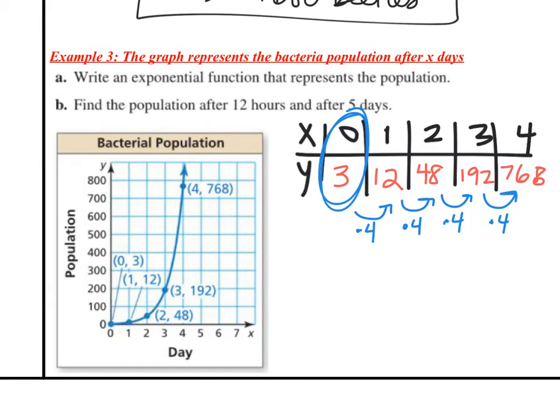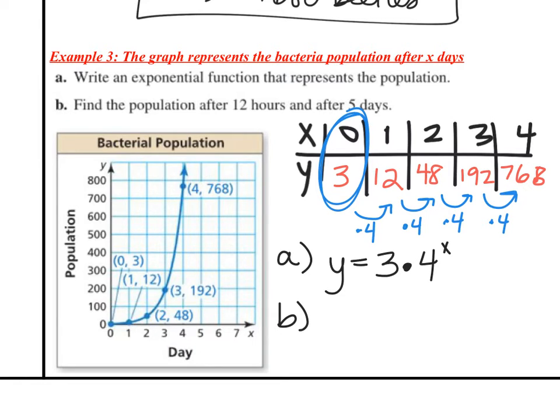So the first part of this question says write an exponential function. Remember, it's a times b to the x. So it would be y equals y-intercept 3. What are we multiplying by? 4 gets the exponent, because that's what you're multiplying by. Y equals 3 times 4 raised to the x, because it starts at 3 for the y-intercept and then multiplies by 4. And then find the populations after 12 hours and 5 days. This is like the one above it.